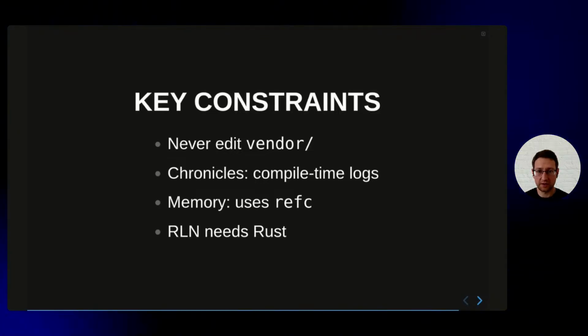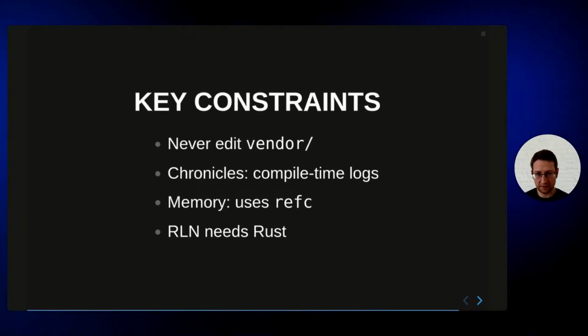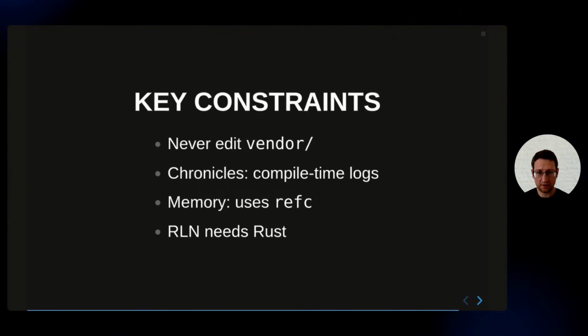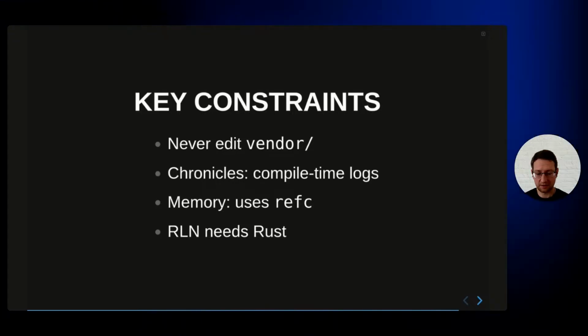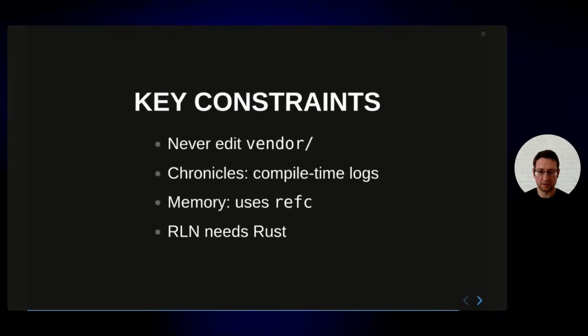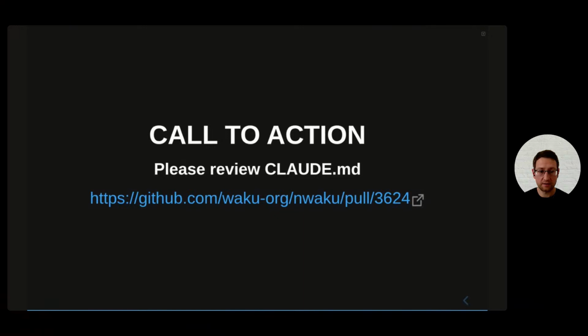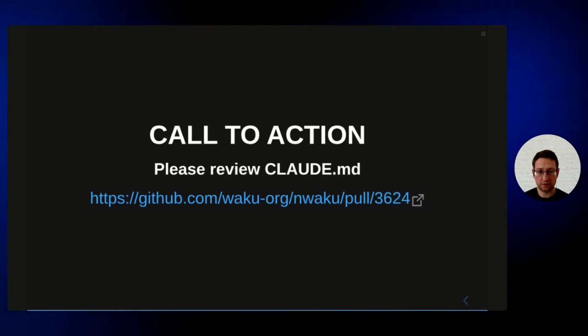Some notes on dependencies, about the vendor directory that contains the dependencies of the project, logging, memory, and the fact that RLN is implemented as a Rust library. Therefore, we need the Rust toolchain also to be within Waku. Yeah, so this was an overview of the contents of the file.